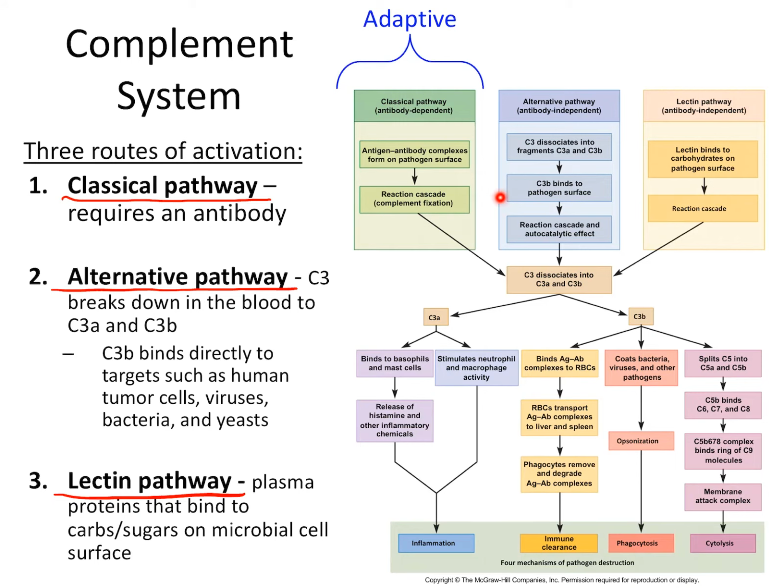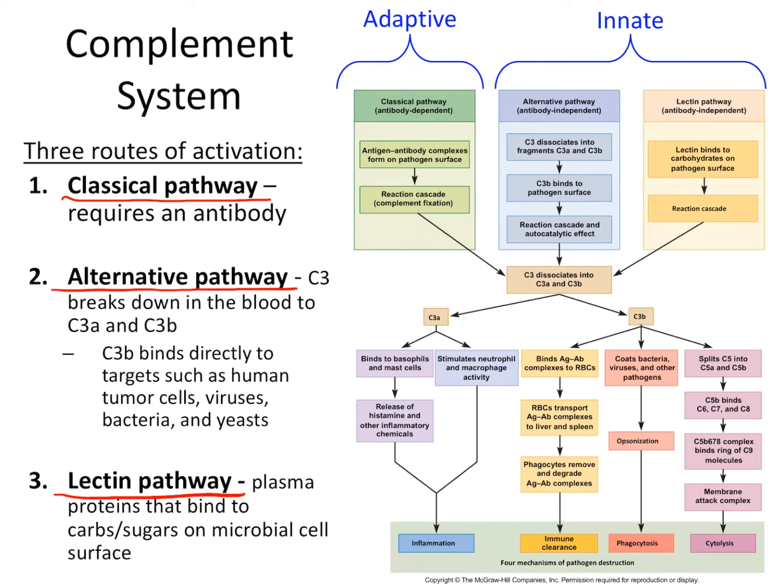The other two, however, the alternative and the lectin pathways, are essentially part of the innate immune system because they are nonspecific and they do not require an antibody to get started. So, at this time, our focus is going to be on the alternative and the lectin pathways. And you don't need to know all of the steps of the cascade, just understand how this pathway gets triggered. So the alternative pathway is going to get triggered spontaneously. And so what you'll see is that this C3 protein is going to dissociate into C3a and C3b, and this happens spontaneously.